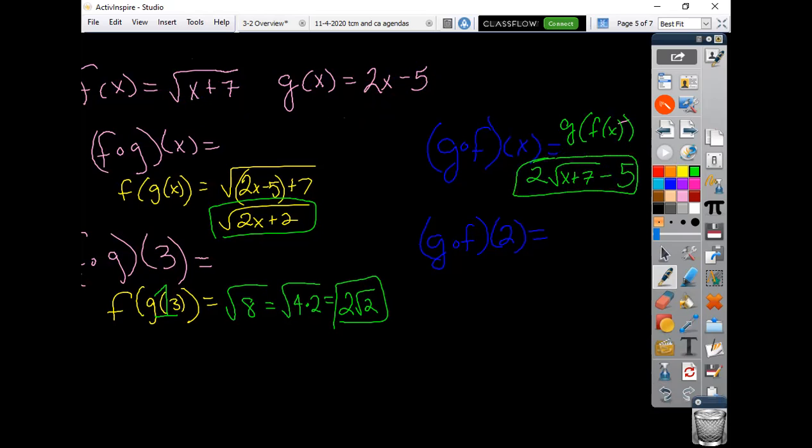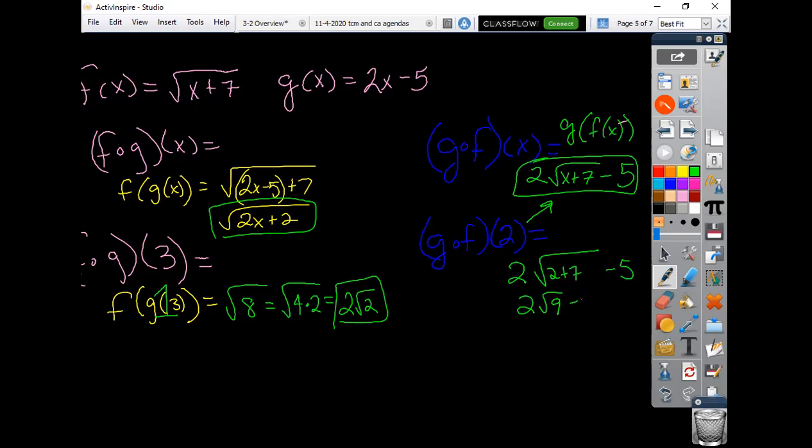Now this next one, like I said on the last one, I showed you how to do this all over down here on the bottom left with the number. On this one, see I have my g of f. And I'm going to put the 2 up there in place of x. So I've got my 2 outside, 2 plus 7 under the square root, and a minus 5 sitting outside. So that's 2 times the square root of 9.